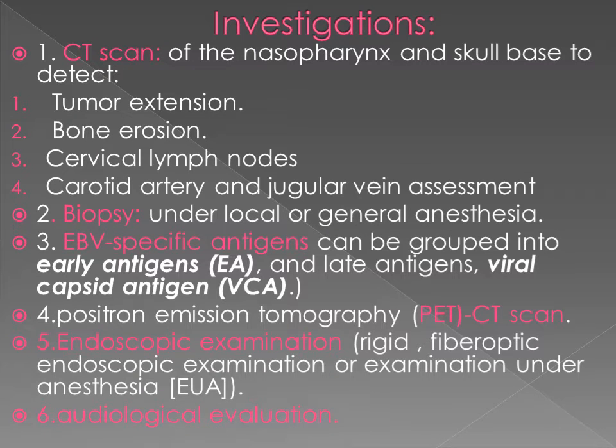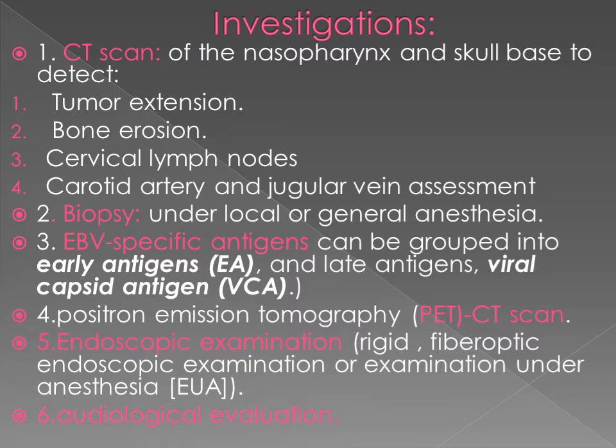Investigation: a high resolution CT scan of the nasopharynx and the skull base to detect first the tumor site, size, extension, and if there is bone erosion. Cervical lymph nodes can be determined, and the carotid artery and jugular vein can be assessed; if there is anything encroaching on these vascular structures, it will be easily determined. Also, after this, biopsy can be done under local or general anesthesia, using the endoscope as a guidance.